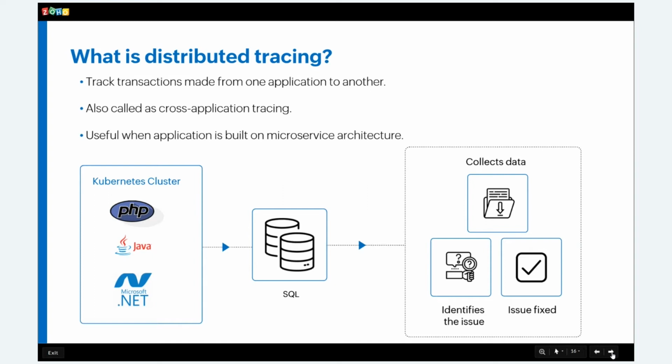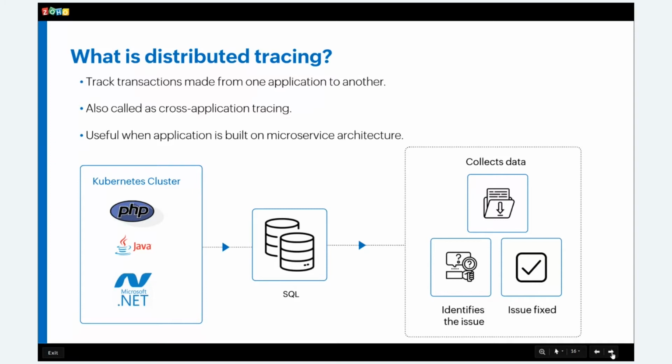Now let's take an example from this diagram. We can see a Kubernetes cluster, and this cluster has different pods. Each pod consists of multiple components like PHP, Java, .NET, which are connected to a SQL database. The agent will be deployed in an application, and we will see the distributed architecture in the service map. Once this is done, Applications Manager collects data, discovers, and identifies the root cause of the issue, so that you will be able to fix the issue much faster.